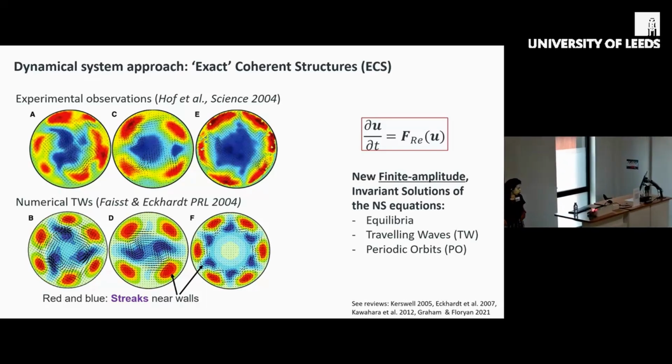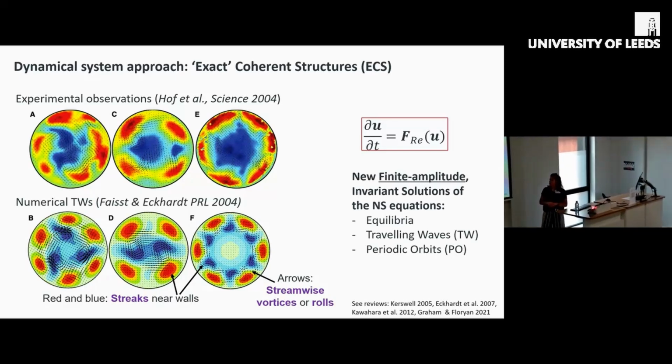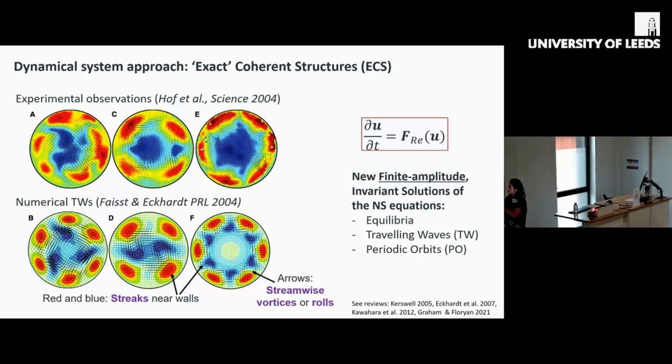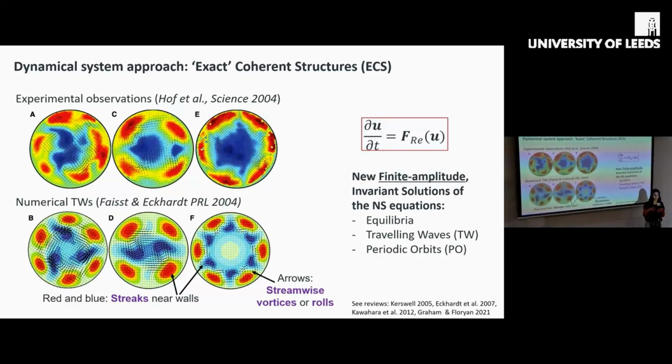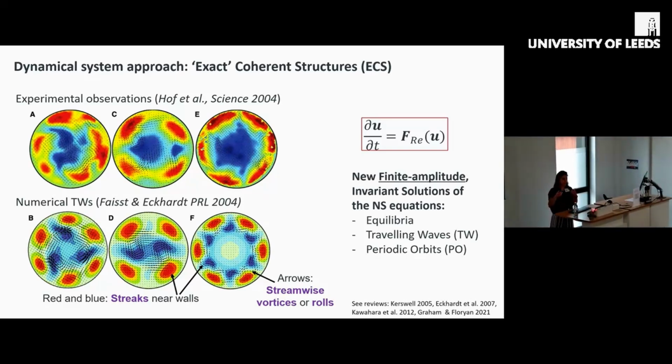And the arrows represent the cross-flow components of the velocities, so this corresponds to the streamwise vortices or rolls. So these exact coherent structures, as they are referred to, because they are dynamically simple, spatially coherent, exact solutions of the Navier-Stokes equations, capture these streaks and vortices, which are the building blocks of turbulence. And so they organize the state space with their stable and unstable manifolds.